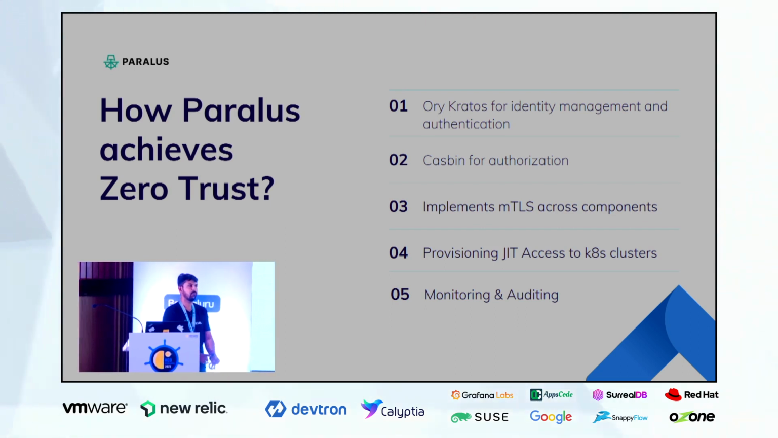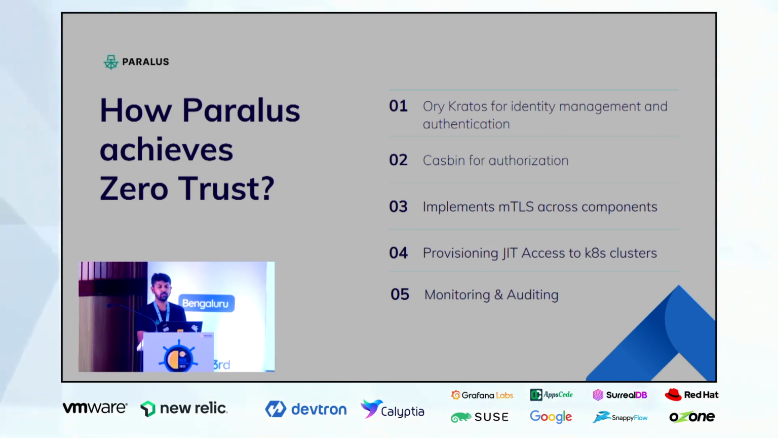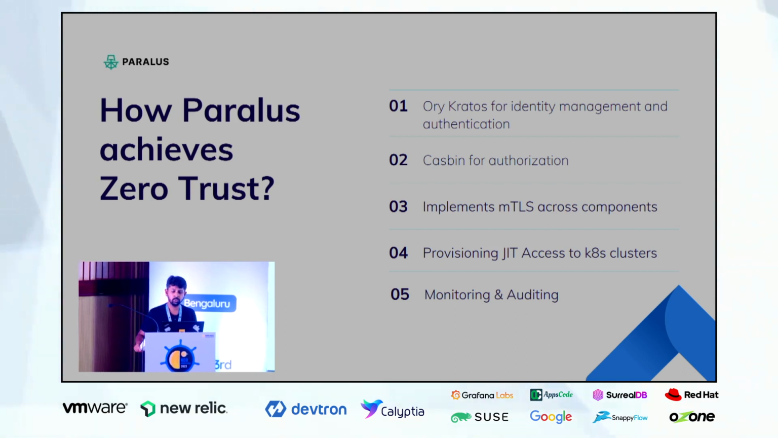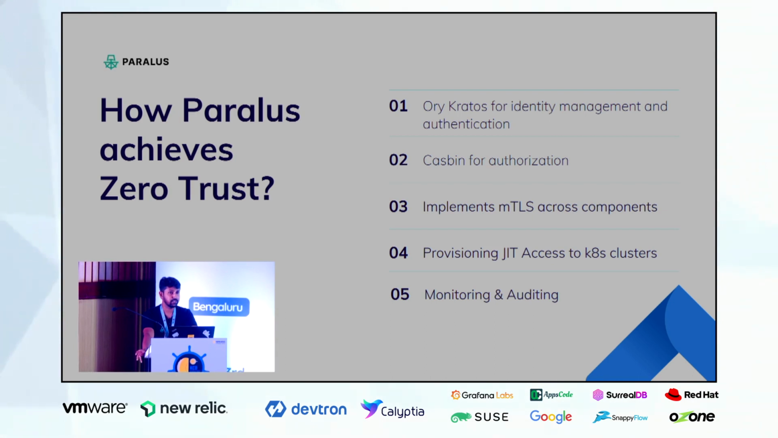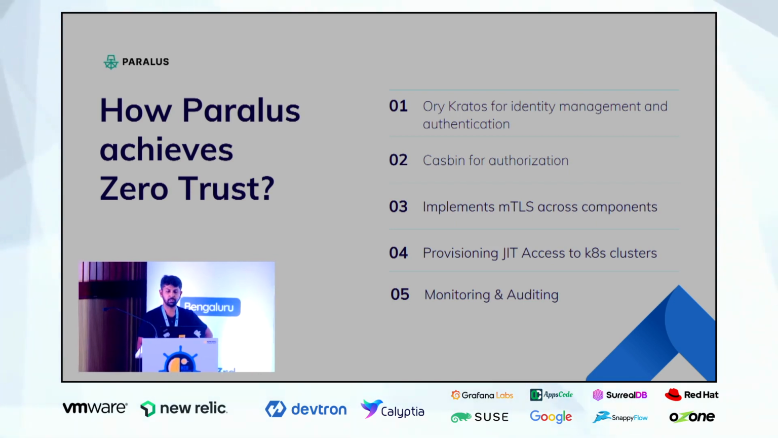The first one was verify and validate. So for that, Paralus actually uses Kratos, which is one of the user and identity management tools already available by Ory for its authentication mechanisms. The second one, to validate, it uses Casbin, and these two, the combination of Ory Kratos and Casbin together, kind of helps Paralus core achieve or implement the validate and verification process from the principles.